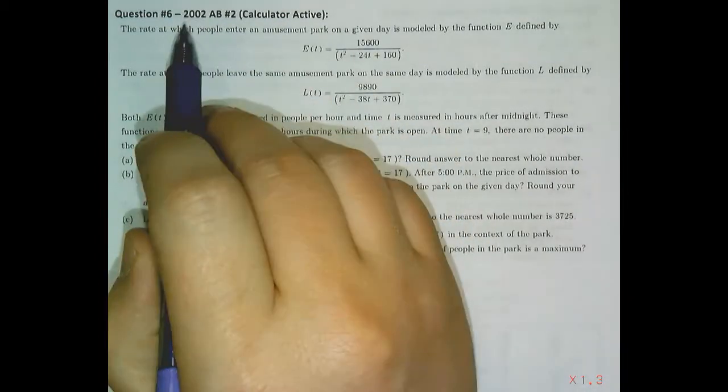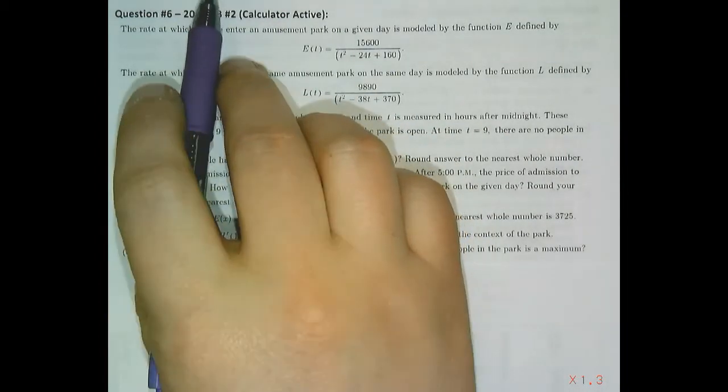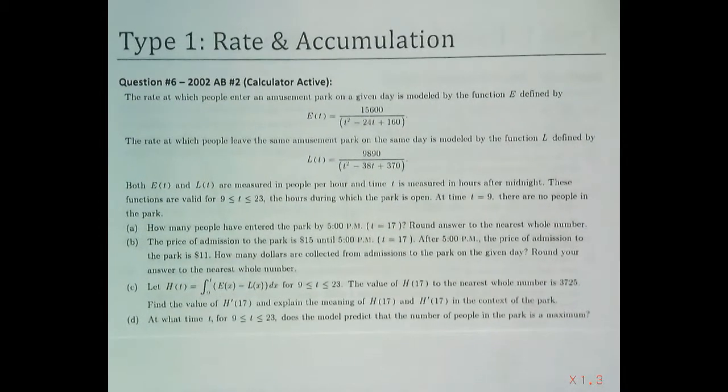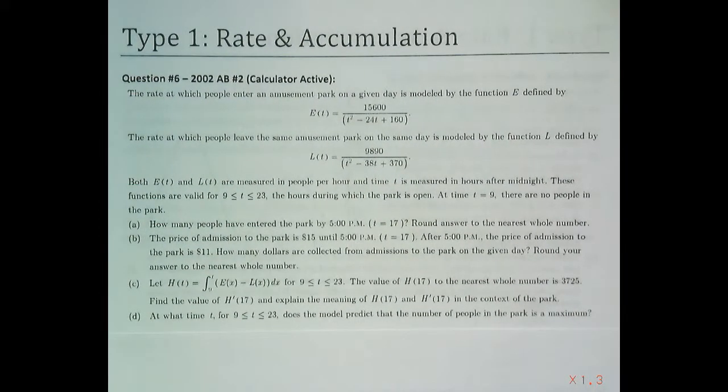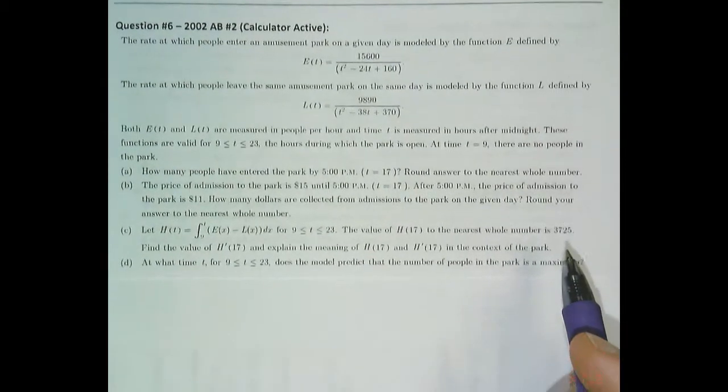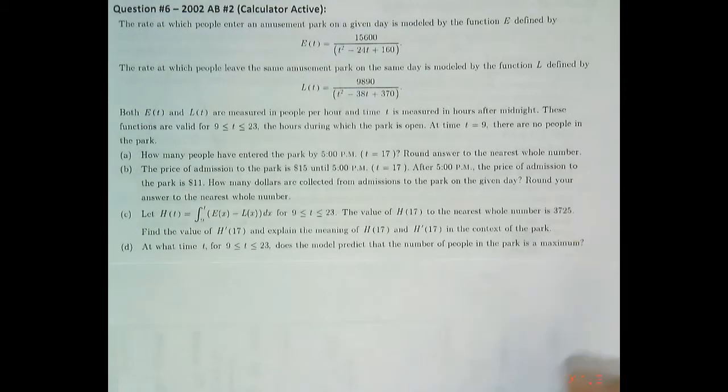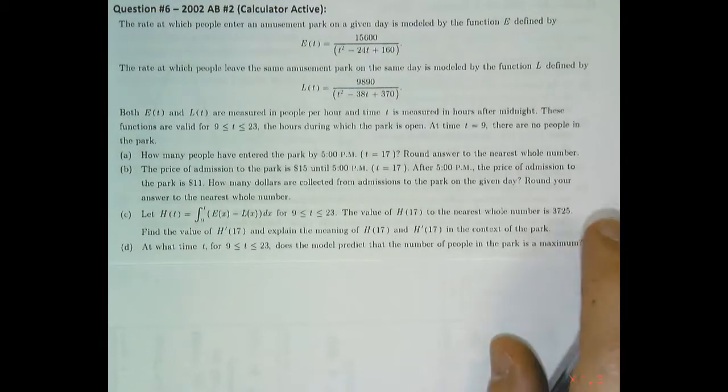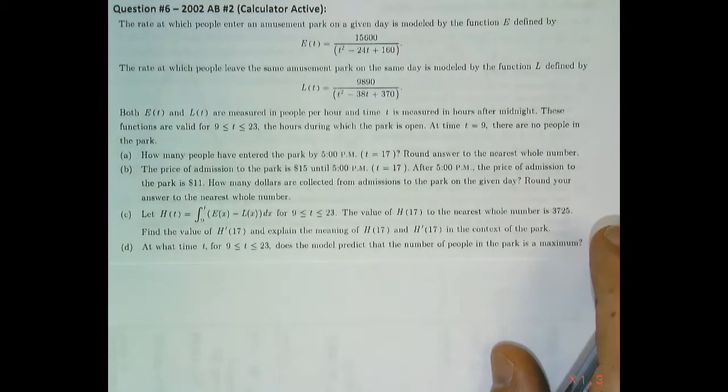All right, let's hop to it. 2002, AB number 2. This is a rate in accumulation problem. Pretty straightforward. This is going to hit on the ideas of the integral of a rate function is total accumulation. And it looks like we've got another case of people going into, I don't know, is it an amusement park?